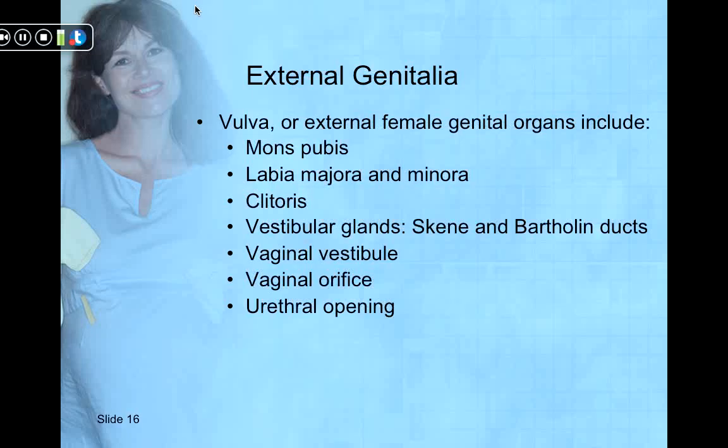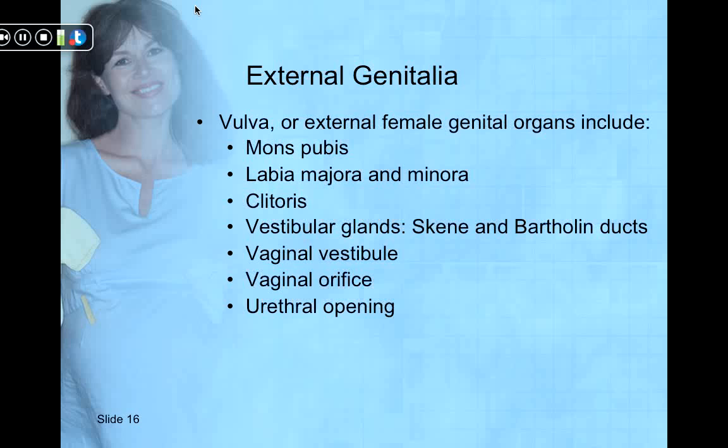So going into the basic anatomy and physiology, the external female genital organs include the mons pubis, which is the fat pad, and then you've got the labia majora, which is the fatty tissue, folds of tissue that are on the outside of the external genitalia, and then you've got these smaller folds, which are the labia minora, and they are just on the inside of the labia majora.